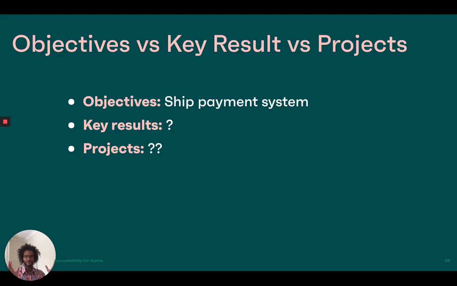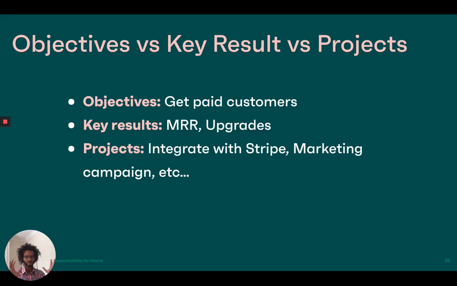Say that I have "ship a payment system" as an objective. Well, it's a bit hard for me to understand what a key result and what a project can be. It actually looks like a project. So a better way for me to think about my plan is to say that my objective is to get paid customers. This is what I really want at the end of the quarter.